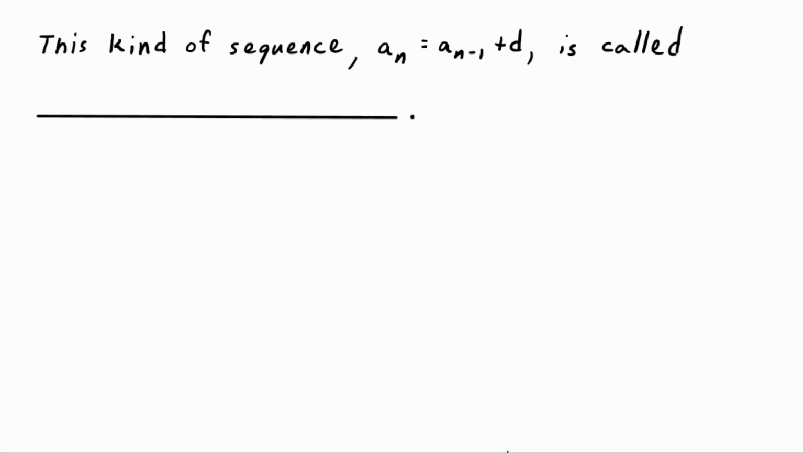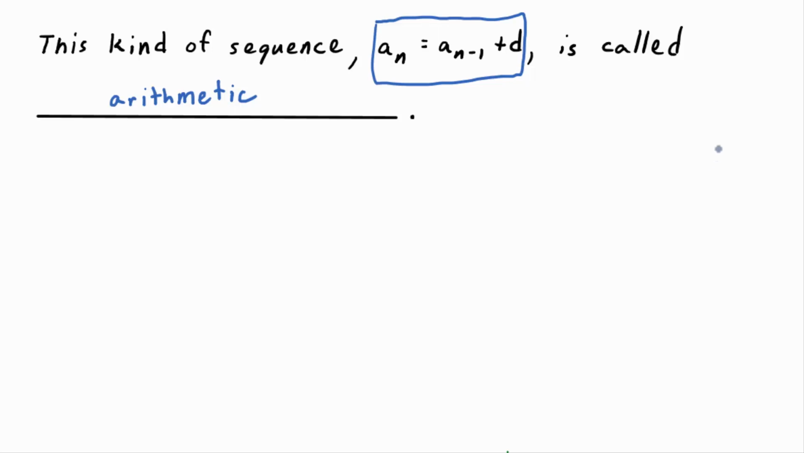So anyway, this kind, I've already given this away, but let's fill in the blank. This kind of sequence, a_n = a_(n-1) + d, I'll explain that notation in a minute, is called arithmetic. Now, where the heck did I get this? That's a generic recursive formula. Let me show you how we can figure out where that comes from.